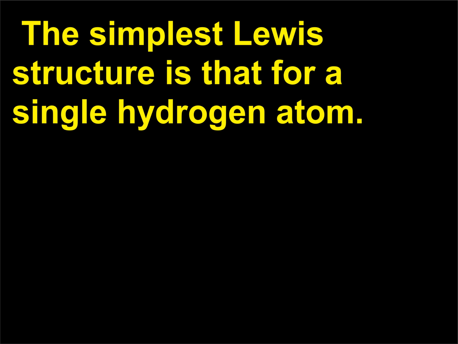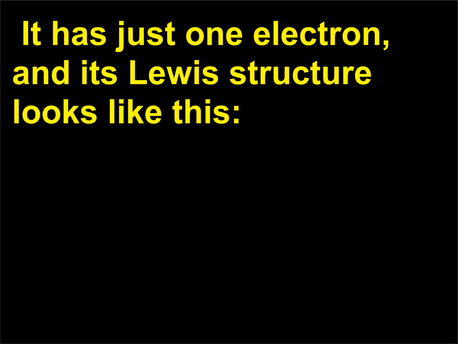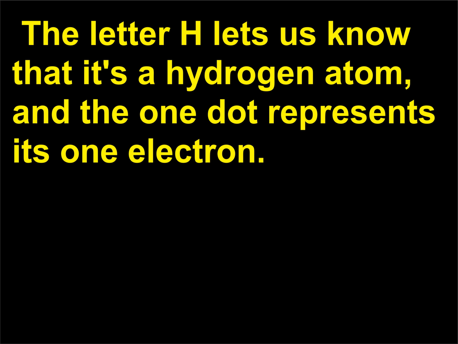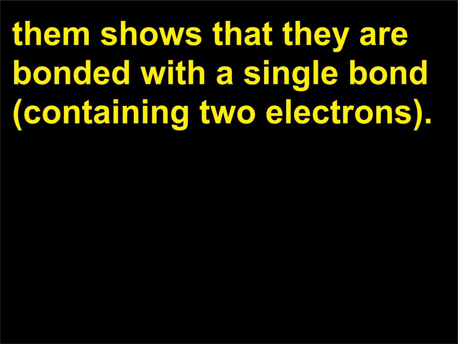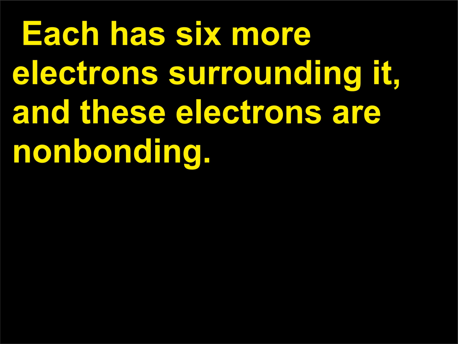The simplest Lewis structure is that for a single hydrogen atom. It has just one electron, and its Lewis structure looks like this. The letter H lets us know that it's a hydrogen atom, and the one dot represents its one electron. Here the two Fs let us know there are two fluorine atoms. The line connecting them shows that they are bonded with a single bond, containing 2 electrons. Each has 6 more electrons surrounding it, and these electrons are non-bonding.